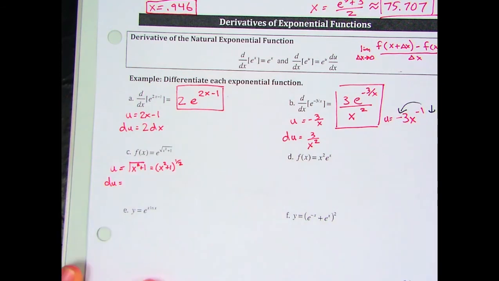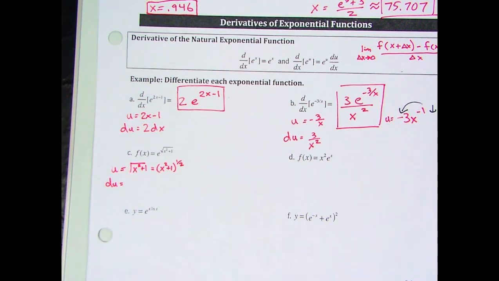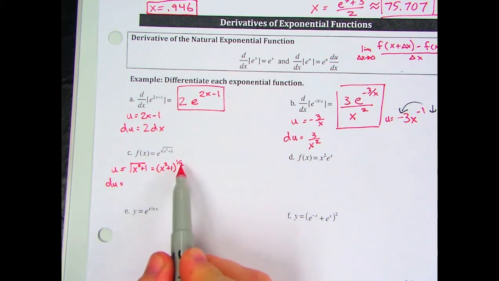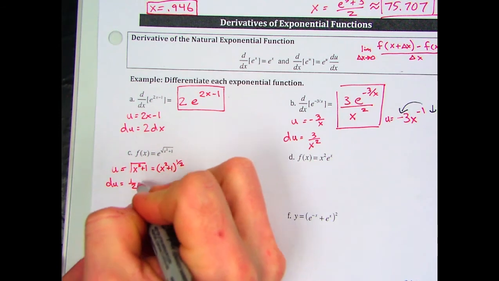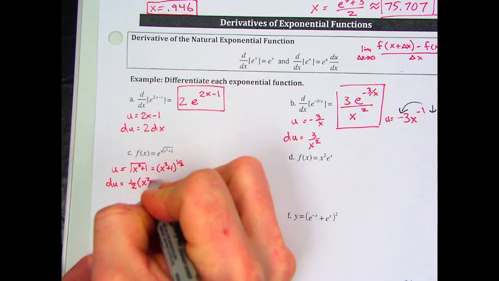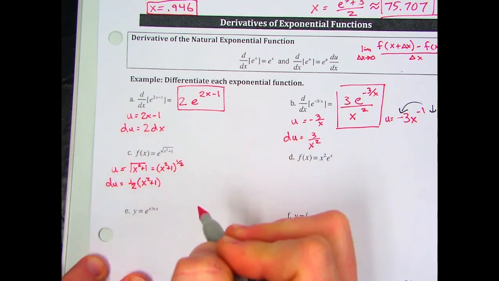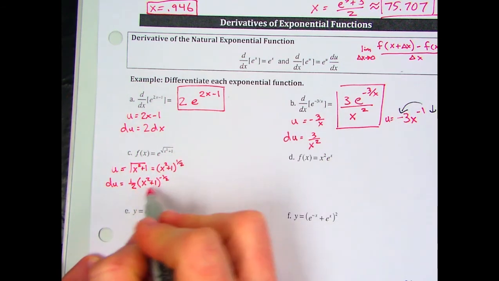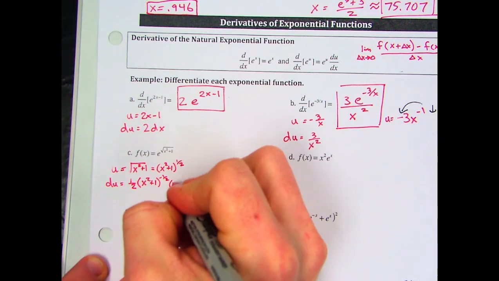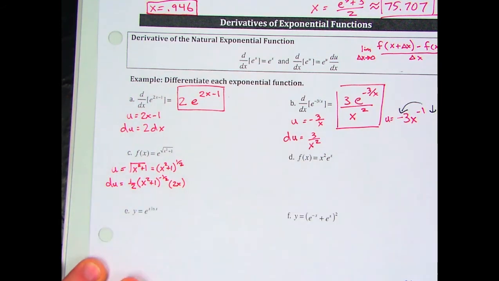And then we're going to find the derivative. So notice we're going to have to use the chain rule. So we see all this stuff inside raised to the 1/2. So the power rule says we get 1/2 times all that inside stuff to the negative 1/2 times the derivative of all the inside stuff, 2x.